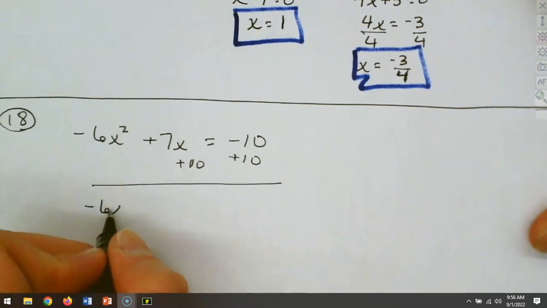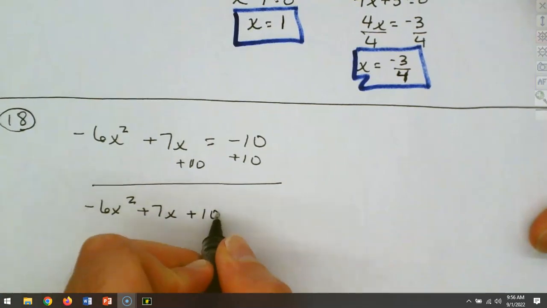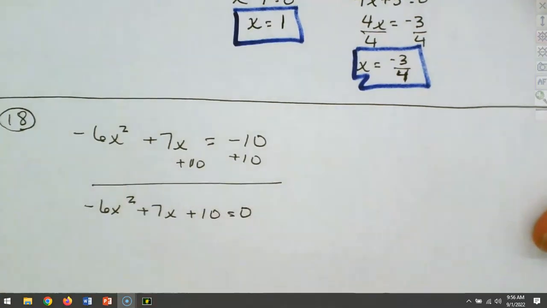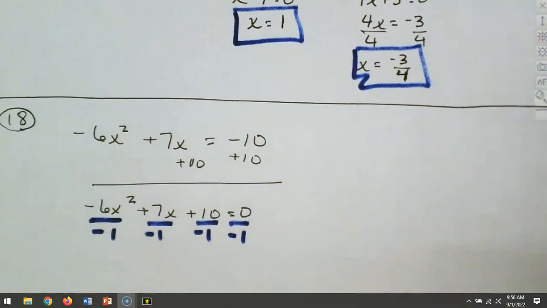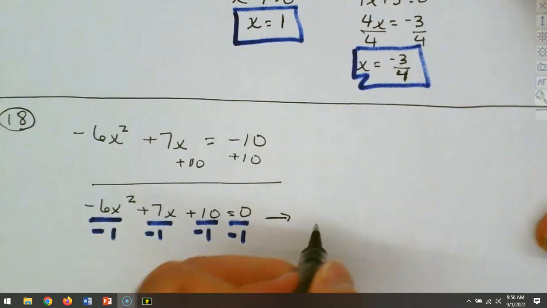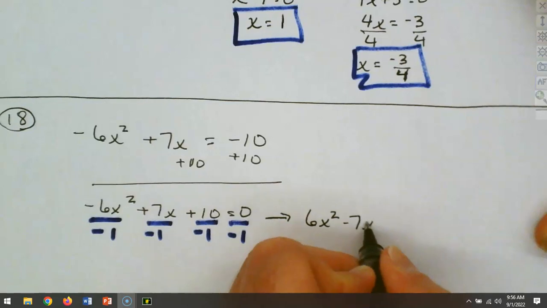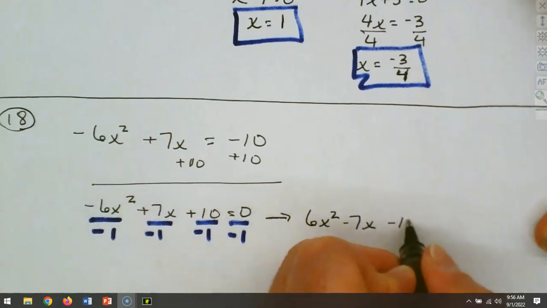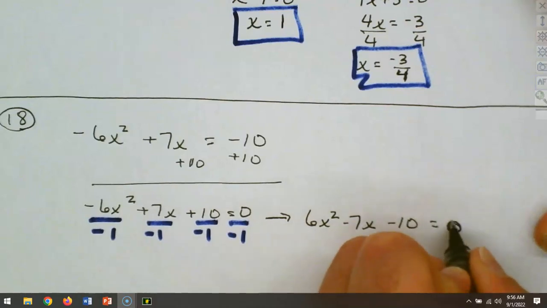And then once we've done that, you are correct, it begins with a negative. Now we don't want it to begin with a negative, so we divide everything by a negative 1. That switches your signs. And now we can rewrite this as 6x squared minus 7x minus 10, equals 0.